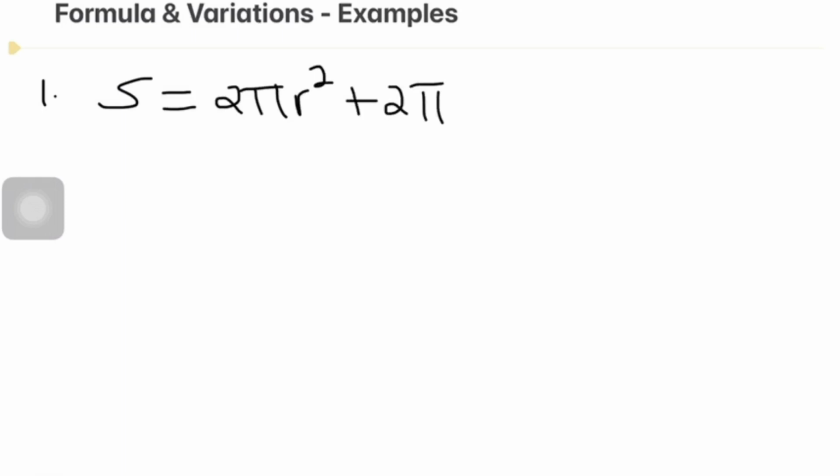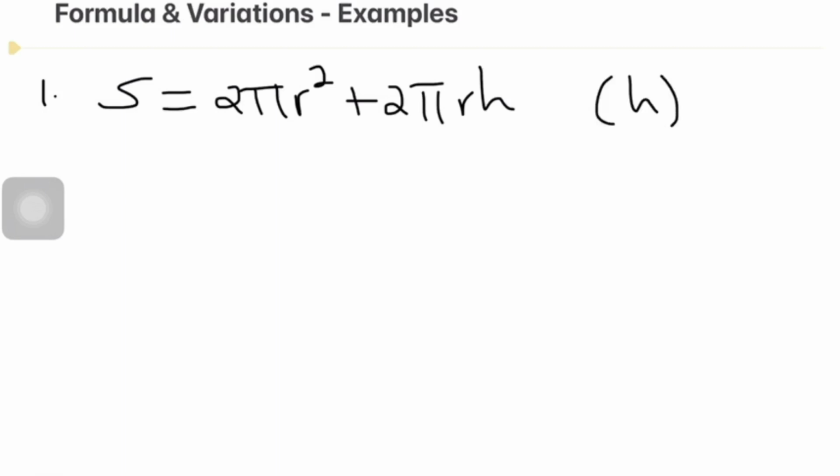We start with example number 1, whereby we have s is equal to 2 pi r squared plus 2 pi r h. We want to make h the subject of our formula.